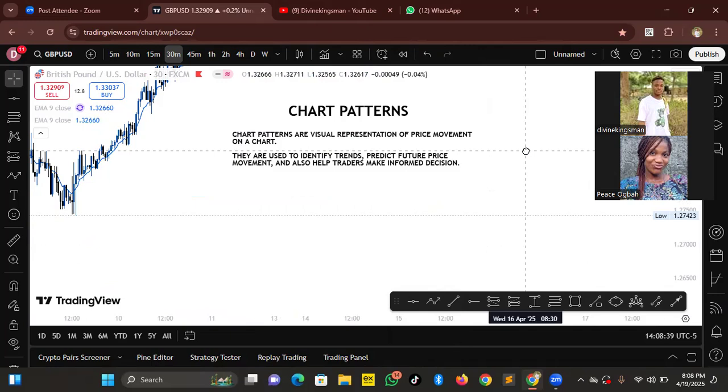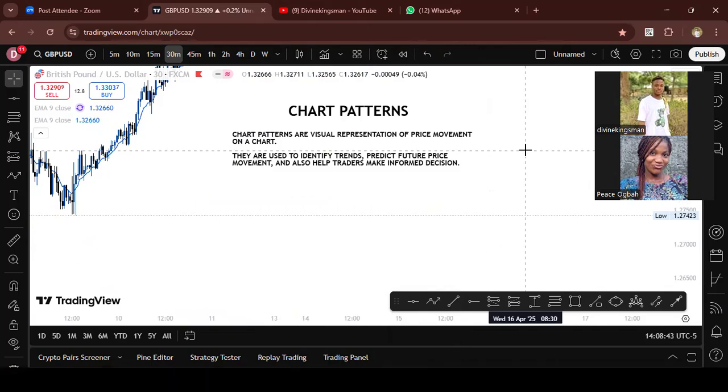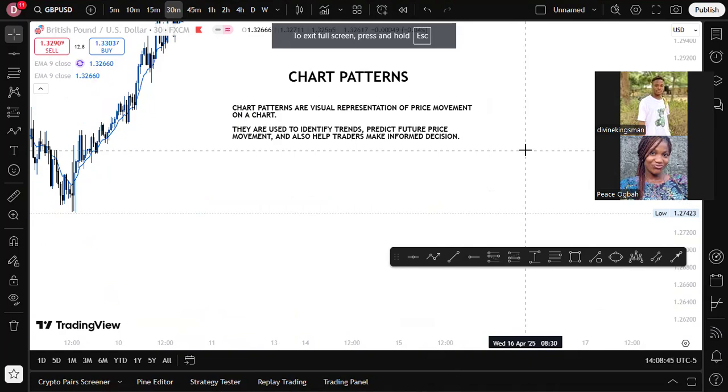So I guess you understand now what chart patterns are. Chart patterns are visual representations of price movements on the chart. They are used to identify trends, predict future price movements, and also help traders, which is you and I, to make informed decisions whether to enter for a buy or to enter for a sell on the market.